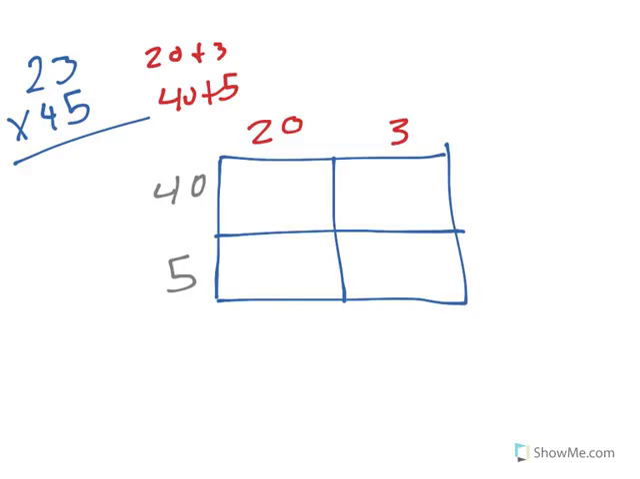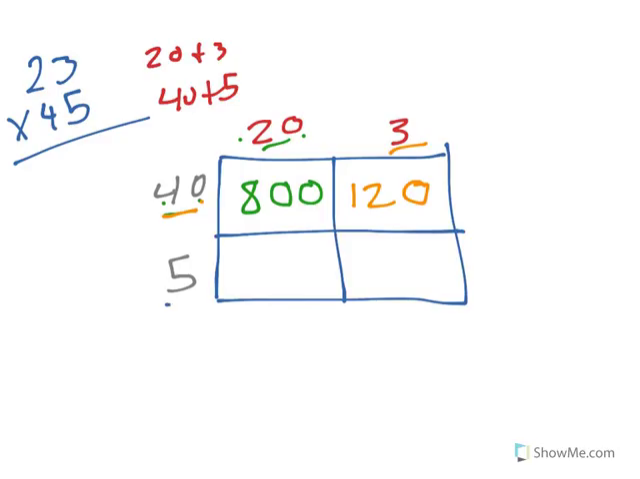So we need to start by multiplying 20 times 40. Again, don't get worried. You can multiply the 4 times the 2, which gives me 8. And I have 2 zeros, so I put 2 zeros. Next, I need to multiply 40 times 3. Well, I know that 4 times 3 is 12, and I have 1 0, so I put it on the back, 120.